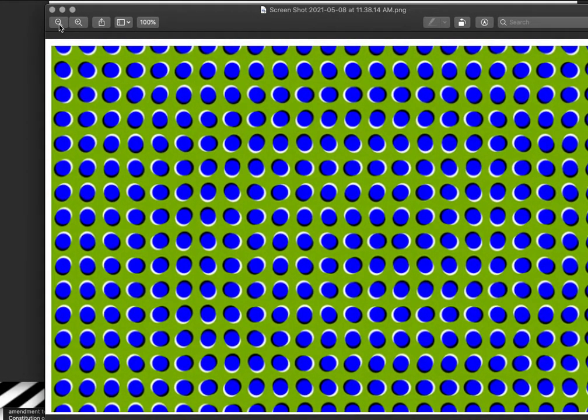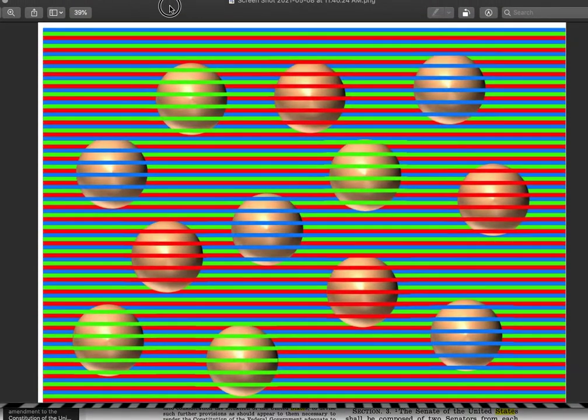There are also some optical illusions where you think that this ball is yellow, but when you look away, it's green. And this ball is blue, but when you look away, it's pink. And so it's changing. It's constantly changing depending on where you look on the picture.